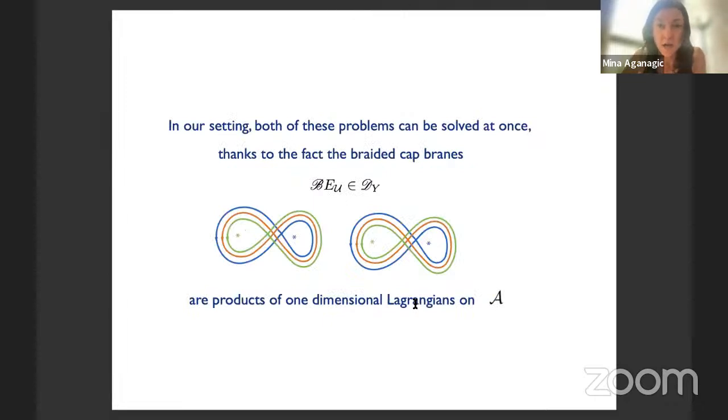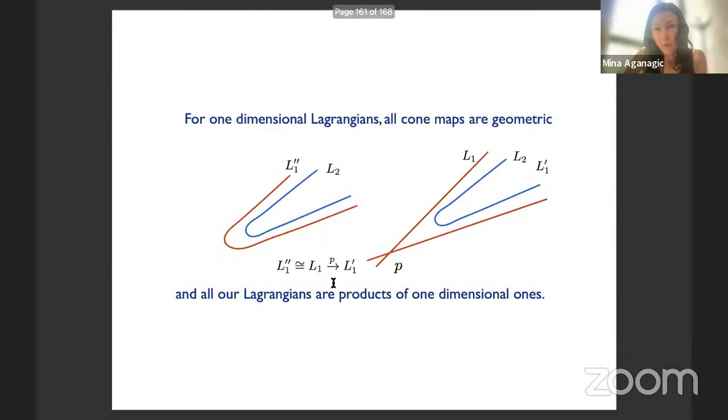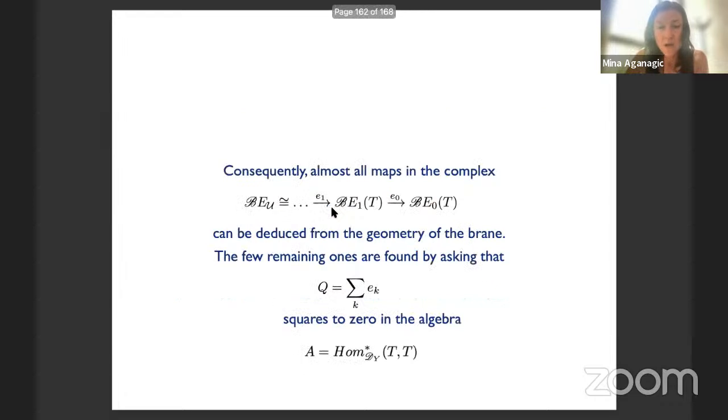Now in our setting, both of these problems can be solved at once, thanks to the fact that the braided cap branes, here they're not braided, are products of one-dimensional Lagrangians on the Riemann surface. For one-dimensional geometric Lagrangians, all cone maps are geometric. And all of our Lagrangians that we need for these braided cap branes are products of one-dimensional ones. Consequently, almost all the maps in the complex can be deduced from the geometry of the brane.